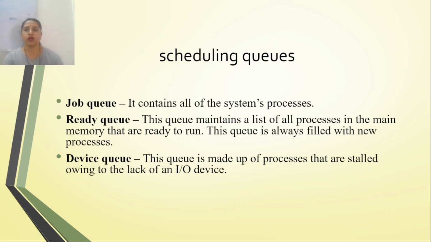The queue which is made up of the processes that have been stopped owing to the lack of IO devices is the device queue. All the processes which require an IO operation are placed in the device queue.